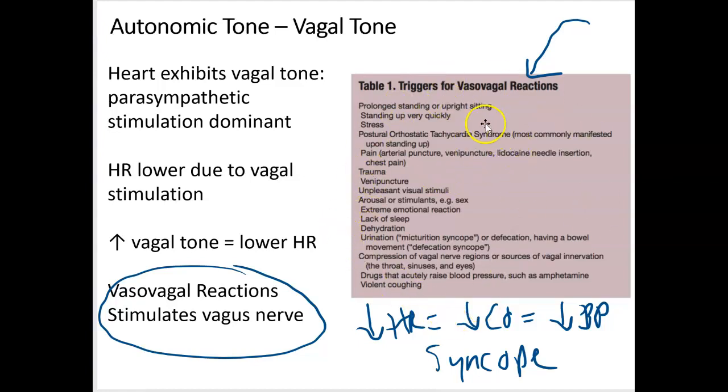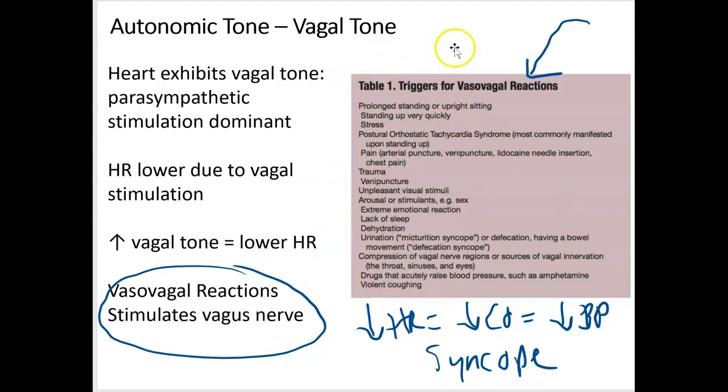You don't have to memorize all of them, but one is sitting up too quickly or standing up too quickly. Stress, pain. Some people with sharp pain, this happens. Some people pass out when they give blood, venipuncture. Seeing something really unpleasant or really gross. And you can just see some of the different things that could cause this vasovagal reaction.